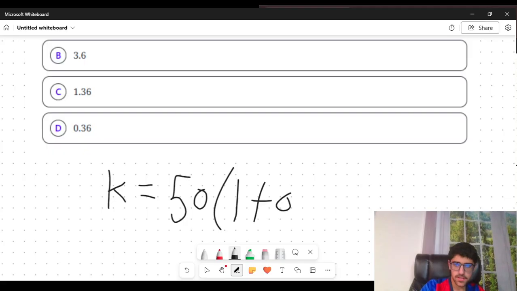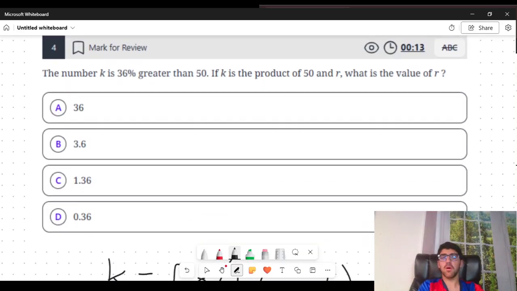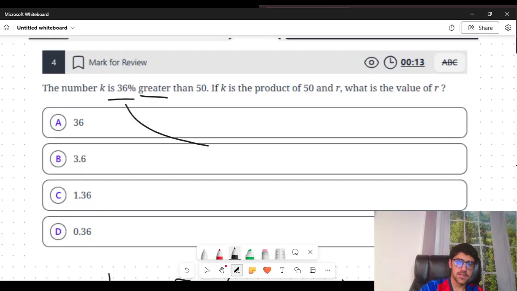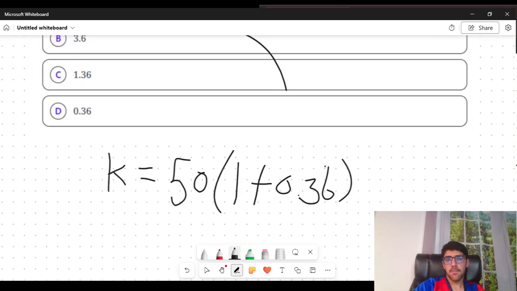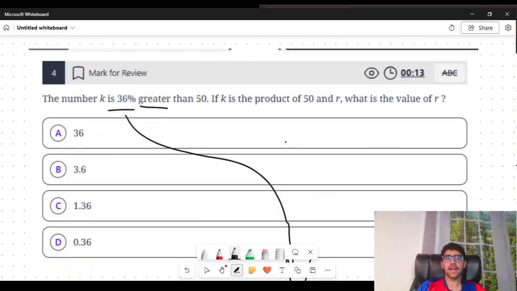So if it's greater than, it's going to be 50 times 1 plus 0.36. If you just do times 0.36, it's going to be a smaller number, and that's how I remember. It says greater than, so just remember to add it to 1. It's 36% greater, so that would mean 1 plus 0.36. And we change the percentage to a decimal by dividing by 100.